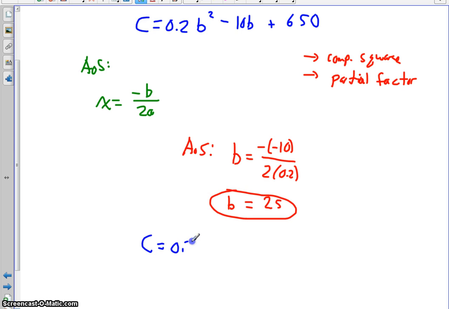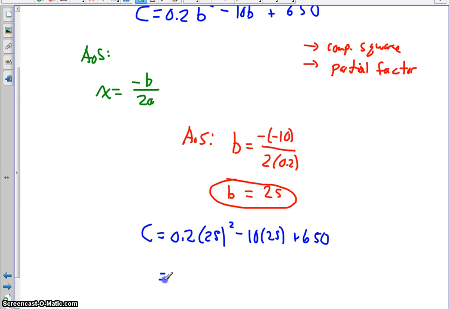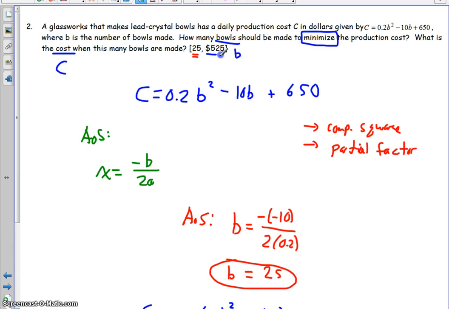So we get 0.2 times 25 squared minus 10 times 25, all plus 650. So let's see what that gives us. So I get $525. And that matches what we got there.